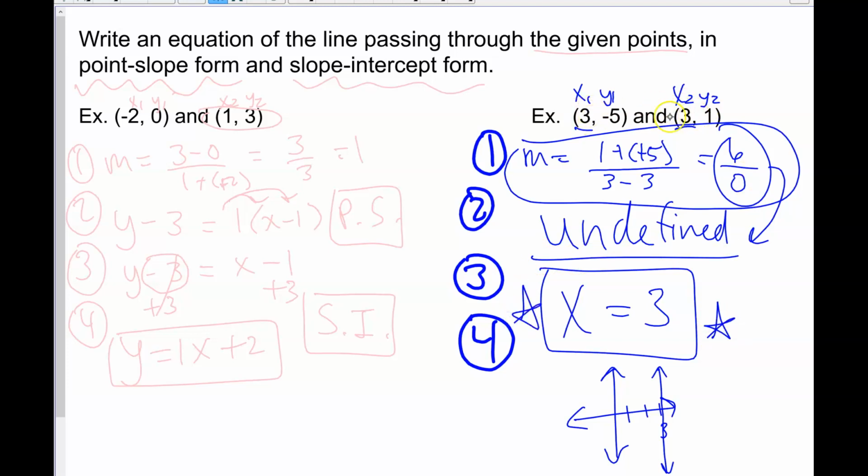In this case, it's x is equal to 3. So if we were to graph this, we don't really have a slope-intercept or point-slope form here. Since the slope is undefined, it would be a vertical line where all of your x points are 3 on the graph, and that's what that one looks like as that example.